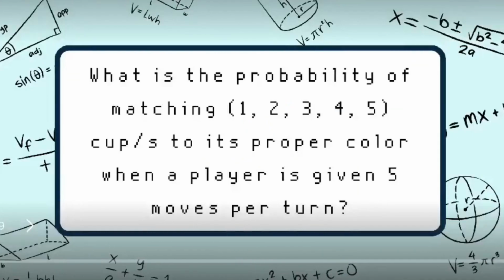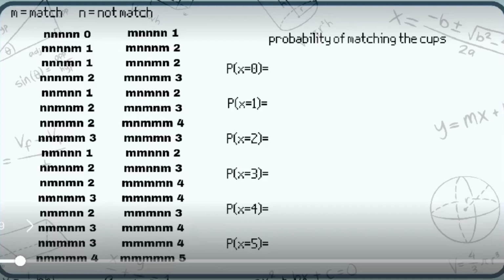So for our second game, we're going to find the probability of matching 1, 2, 3, 4, or 5 cups to its proper color when a player is given 5 moves per turn by using the same method from the discrete probability distribution. So just like the first game, we're going to count how many M's or matches appear within each set of the distribution, and we're going to input it in the form of P of X equals 0, P of X equals 1, P of X equals 2, P of X equals 3, P of X equals 4, and P of X equals 5.